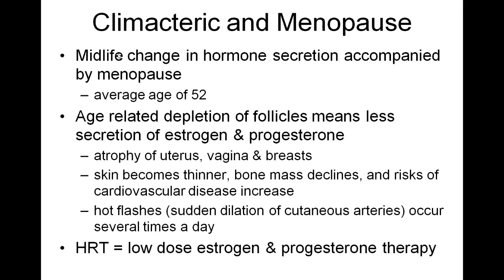Okay, and then menopause and climacteric. So climacteric is kind of the male menopause. So menopause and climacteric is what happens when the hormones stop, or hormone production slows down as you get older. So they say the average age of menopause is 52. Okay, so what happens is we are running out of follicles. Okay, so we're running out of primordial follicles. So you have less secretion of estrogen and progesterone. So the uterus, vagina, and the breast get smaller. The skin becomes thinner. Bone mass declines. Okay, you could cause osteoporosis. The estrogen helps maintain bone mass.